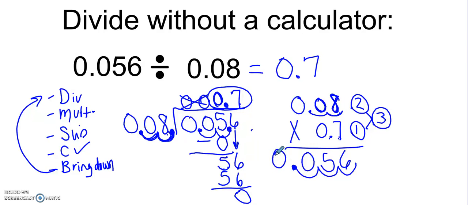So that's my answer. But I do want to rewrite this with my decimal in my new location. And if you notice, it does work out because I multiplied backwards. I did 7 tenths times 8 hundredths, and the answer then was the original dividend. So you can do the inverse operation. That was kind of a review of multiplying and dividing decimals at the same time. Good luck on those PSSAs.